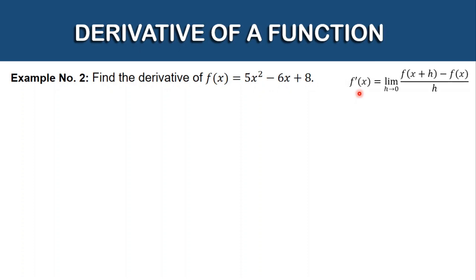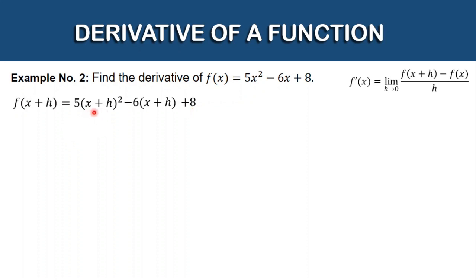And kagaya ng ginawa natin dun sa example number 1, solve muna natin yung part na f of x plus h. So, lagay natin dito. This is equal to, so 5, yung x magiging x plus h. So, squared. Minus 6 times x plus h plus 8. Then, simplify lang ulit natin.